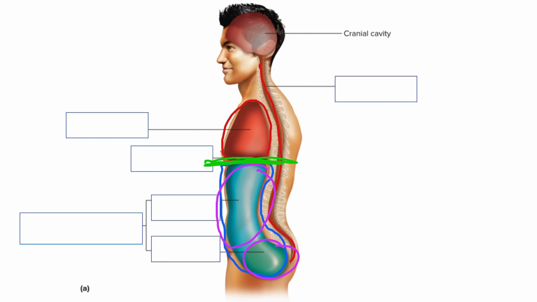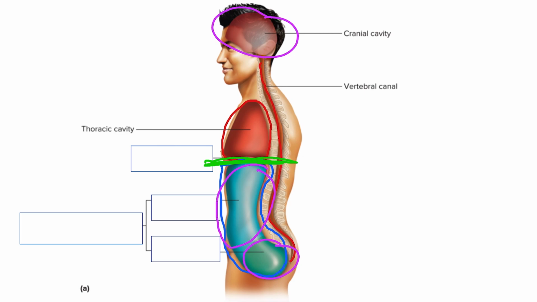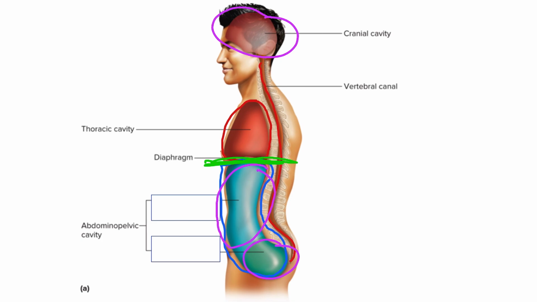The cranial cavity is found in this portion, which contains your brain. We have the vertebral canal, which contains the spinal cord. The thoracic cavity, which would be in the chest area, contains the heart and the lungs. We have the abdominopelvic cavity, and in between the thoracic and abdominopelvic cavities would be the diaphragm. And again, the abdominopelvic cavity can be divided into the abdominal cavity and then the pelvic cavity.